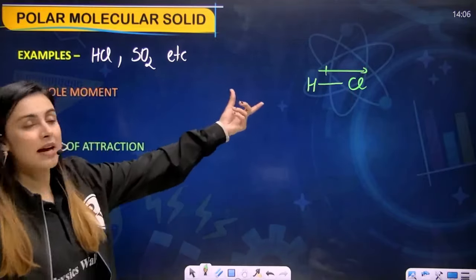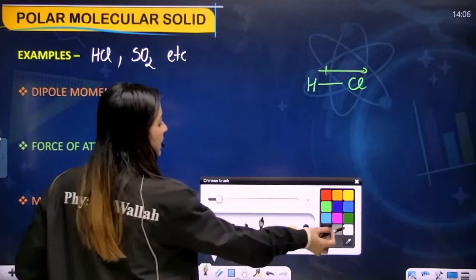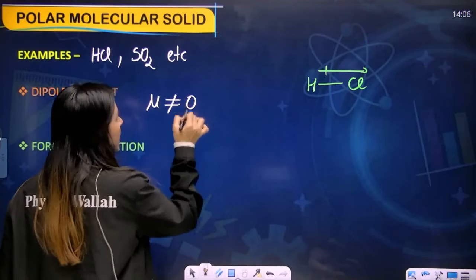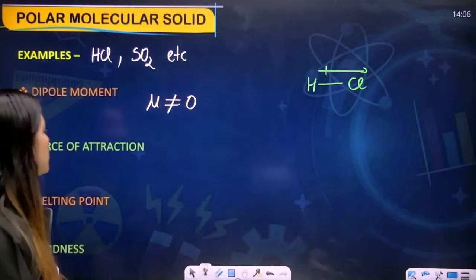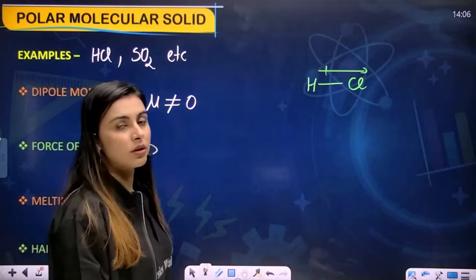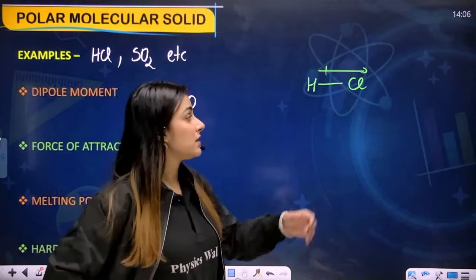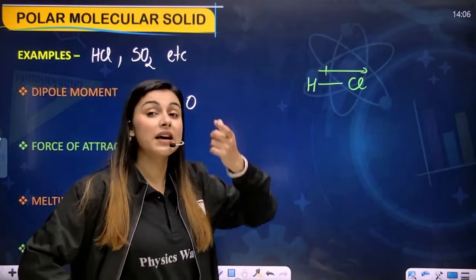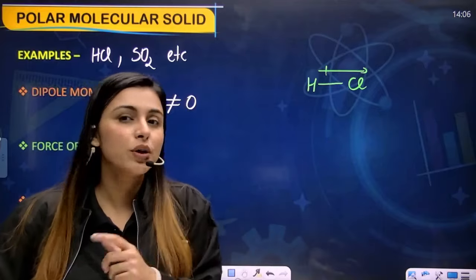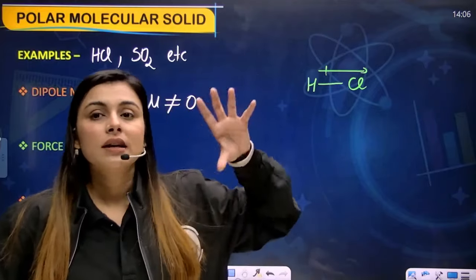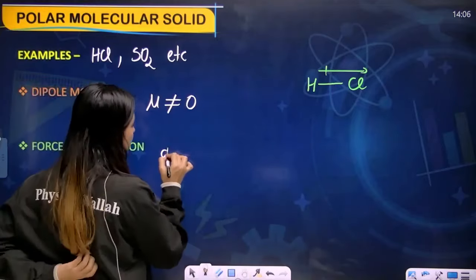Since there is a dipole moment present here, it cannot be equal to zero. So we can say that the dipole moment is not equal to zero, and that is the reason we say it is a polar molecule. The next question is, okay, fine, it is a polar molecule, now tell us what the forces of interaction are. My dear students, since you have HCl, a dipole is involved. So here the interactions are dipole-dipole interactions, which are stronger than the London forces. So can I say that the interaction here is dipole-dipole interaction?